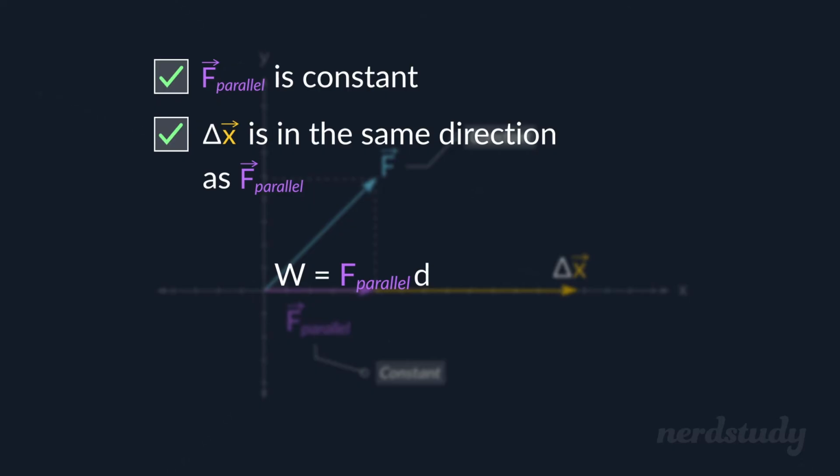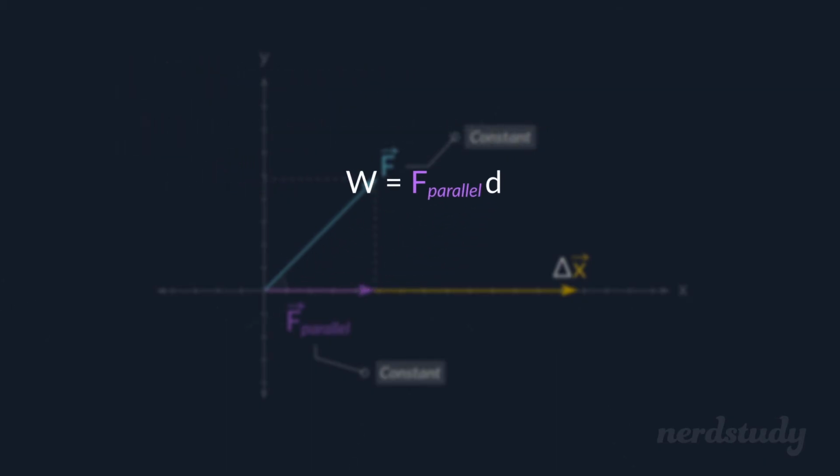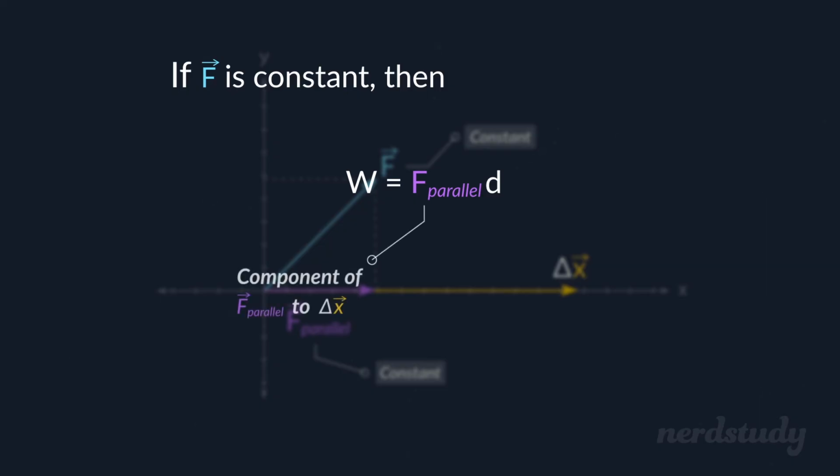And this new equation holds even if the force and the displacement are in different directions. So now we've managed to remove a restriction on our definition of work. Instead of insisting that force and displacement are in the same direction, we can say that the work done by a constant force is equal to the magnitude of the component of the force that's parallel to the displacement times the magnitude of the displacement.